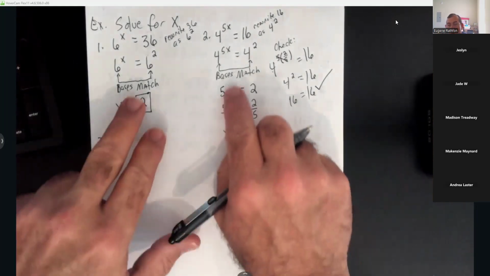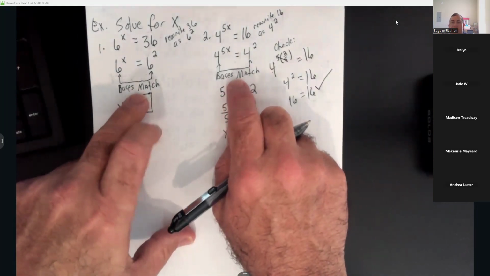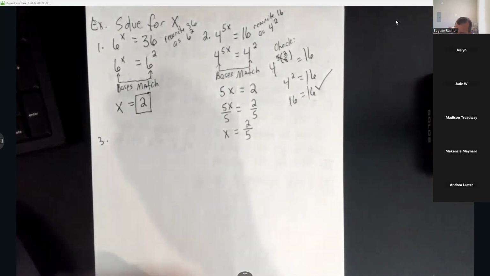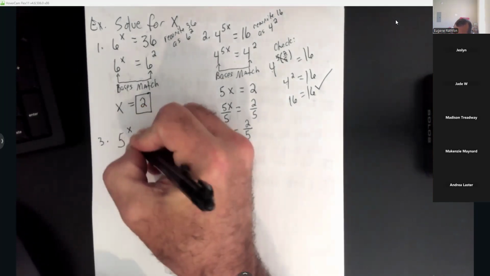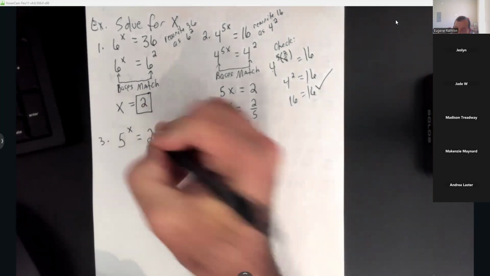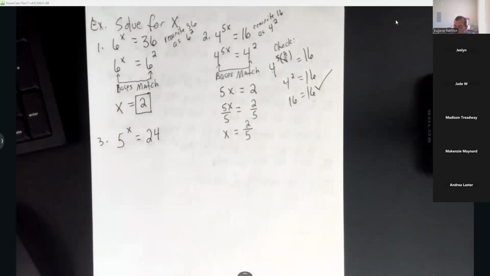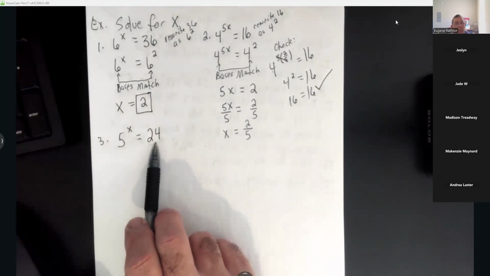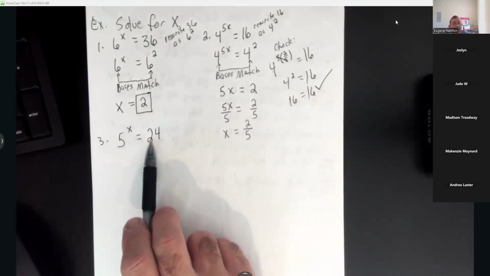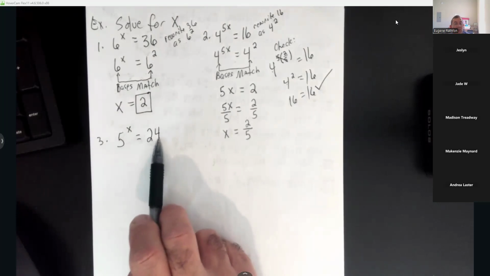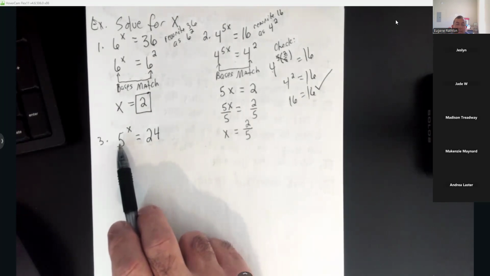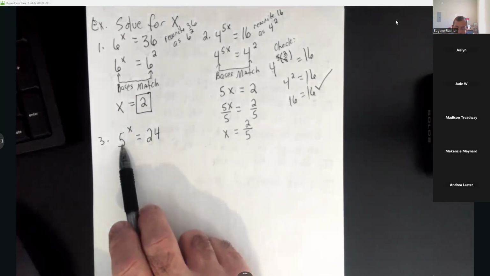All right, so notice, these were able to be rewritten with the same bases. So let's look at some of those where I couldn't rewrite them. So I'm going to do 5 to the x equals 24. And y'all notice on this one, I got a base 5 here. It's not possible to rewrite 24 with a base of 5 because 5 times 5 is 25. That's already too big, so I don't even need to check anything else. I couldn't rewrite 24 using the 5s.